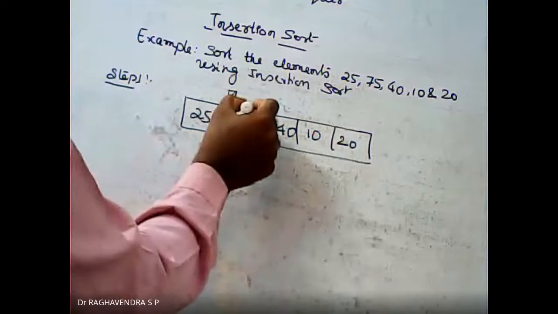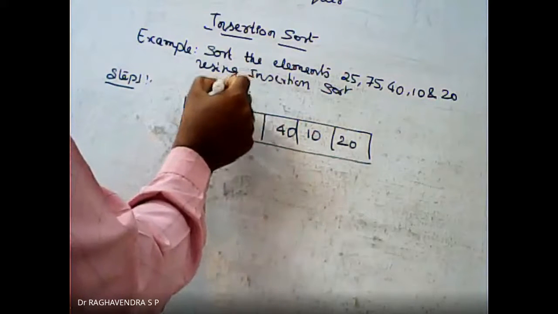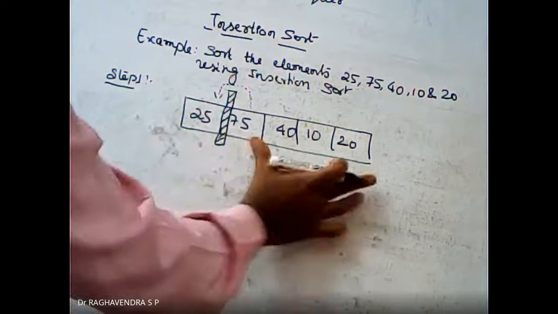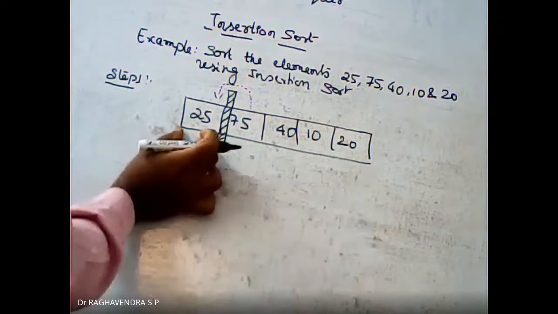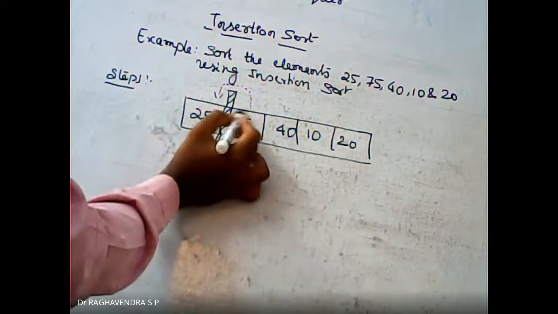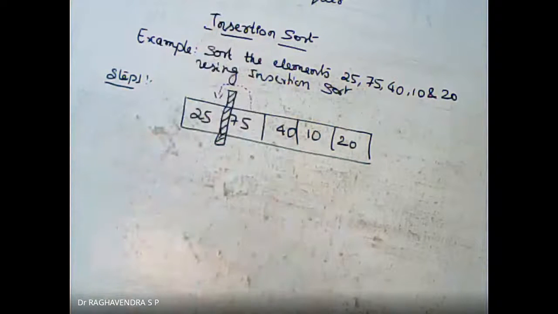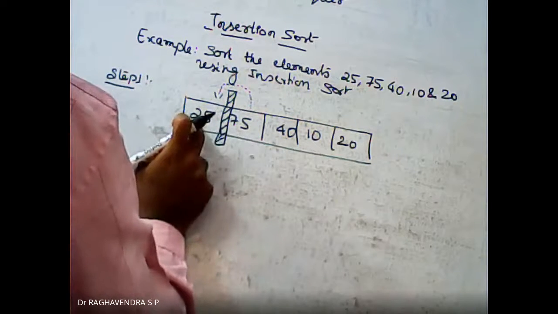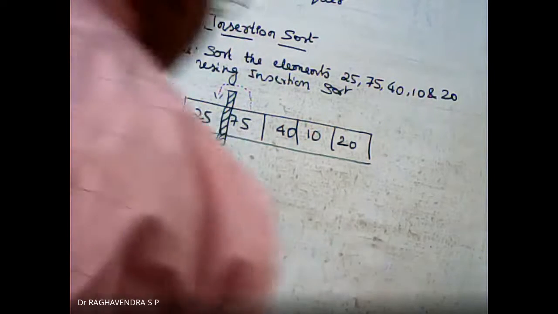We have to take this 75 to the... So this is the left sorted portion. So this is the unsorted portion. So first we have to take this element into the sorted position, and we have to check whether this 75 is larger than 25, whether 75 is larger or smaller.